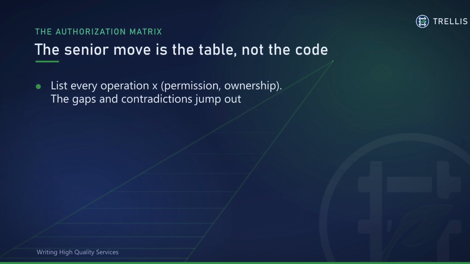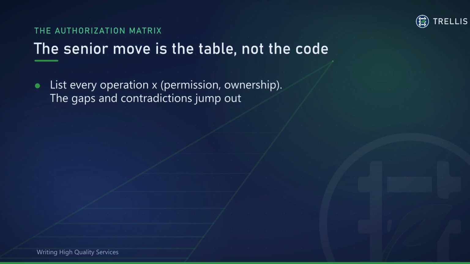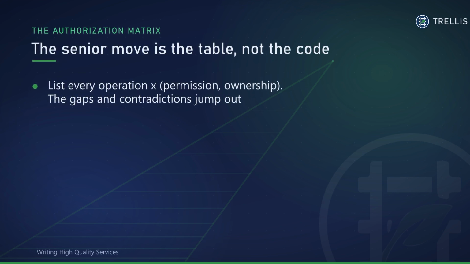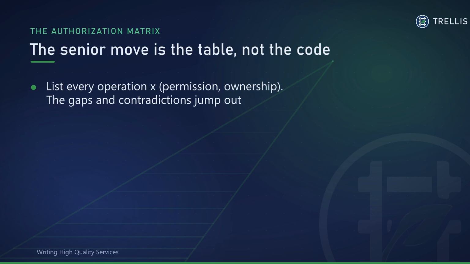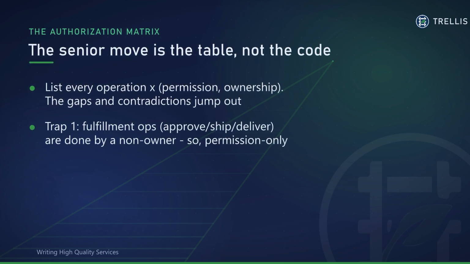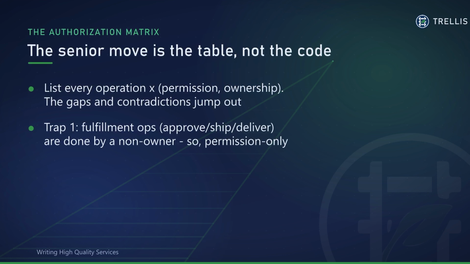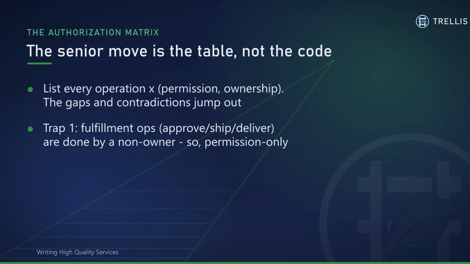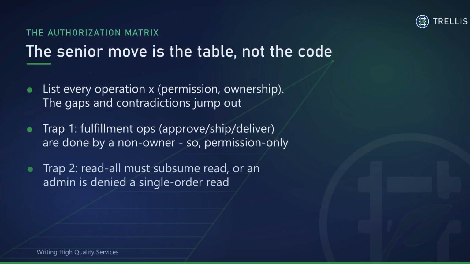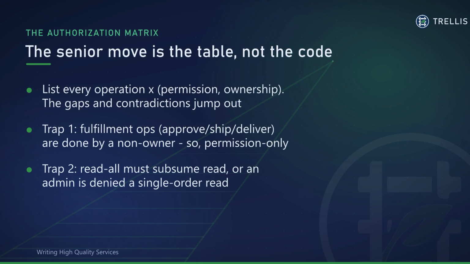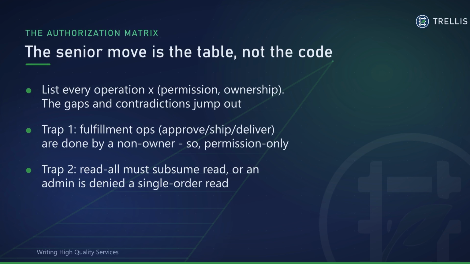Trap 1. It is tempting to put an ownership check on everything, but approve, ship, and deliver are done by a warehouse manager who did not create the order. If those were ownership-gated, no one could ever fulfill an order. So they're permission-only, by design. Trap 2. This spec has both an orders:read and an orders:read:all permission, and if read all doesn't subsume read, an admin who only holds read all gets denied a plain single order read. The matrix is where you catch both, on paper, before they become a support ticket. And remember, the spec itself can be wrong here. We fixed exactly these two in ours.